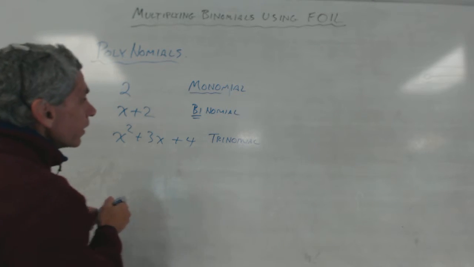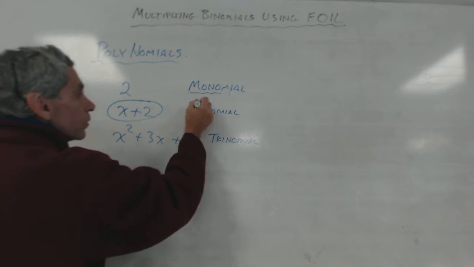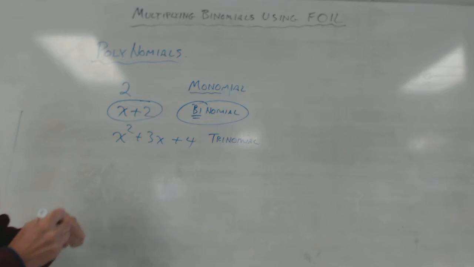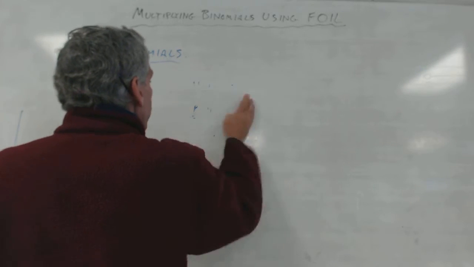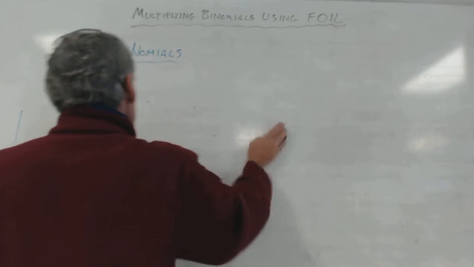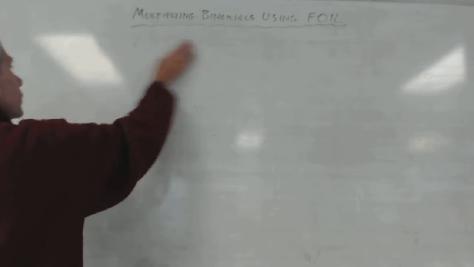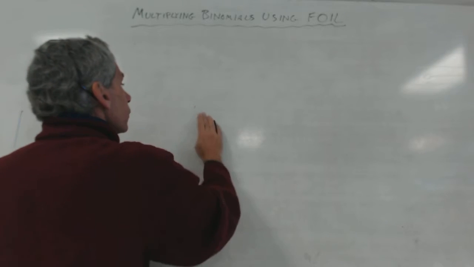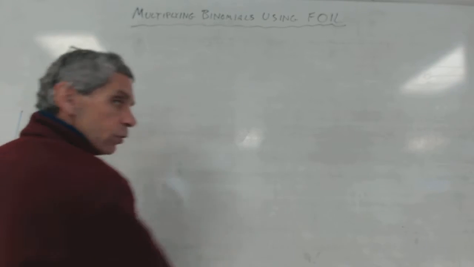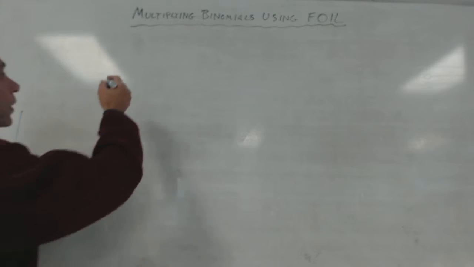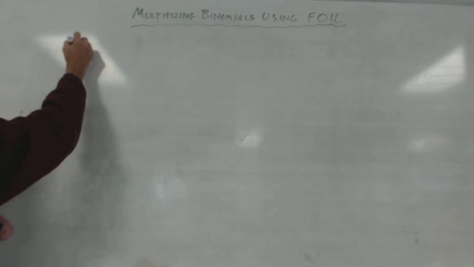So anyways, we're going to be talking about binomials, and binomials multiplied times binomials. And we're going to use a process called FOIL. There's another way to do it too, but I'm going to first teach the FOIL method. And then I'll show you the other method, which is exactly the same thing, but a totally different way to look at it. But first we have to understand what FOIL is.